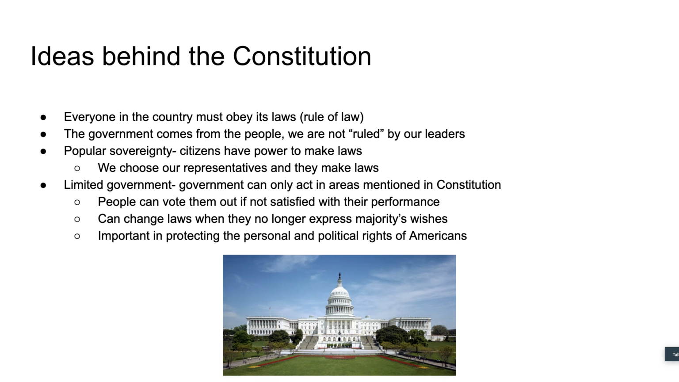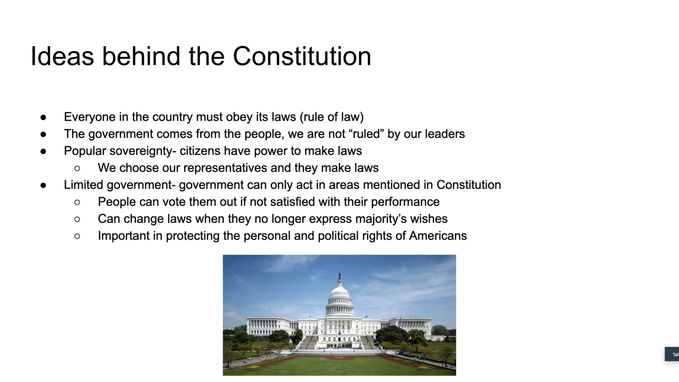Because our government comes from the people, we are not ruled by our leaders. So we don't live in a country that is ruled by one specific person. For example, the president doesn't rule over all of us, because technically we elect the people in power. This idea leads to something called popular sovereignty, and this is what our American government is based upon.